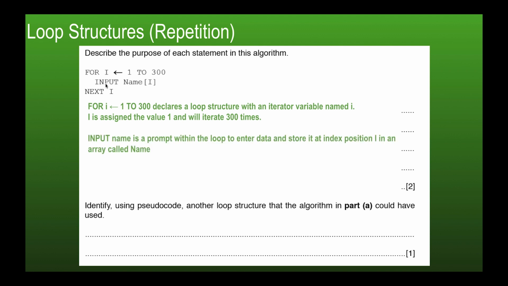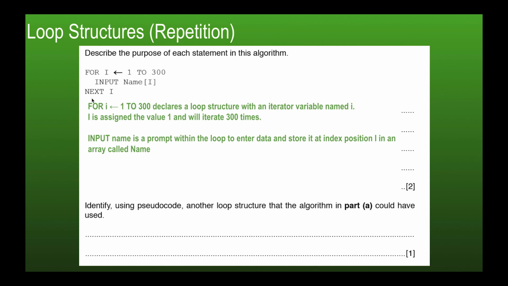So it asks us to input and then a name. And notice these square brackets that are used here. When we see the square brackets, we should immediately be thinking about an array. So this is actually talking about an array which is called name, and whatever value is input will be assigned to the index position I within the array. So this is going to start by sending the first piece to position 1, to position 2, to position 3, to position 4, and so forth.